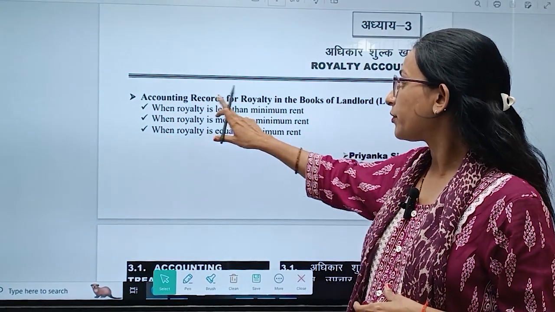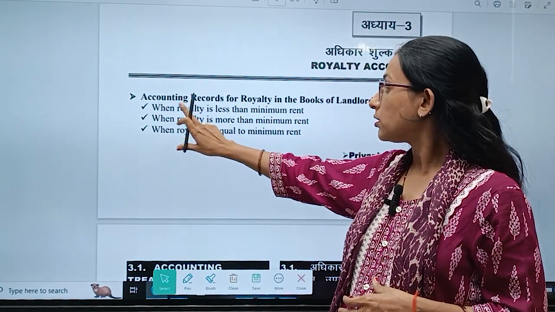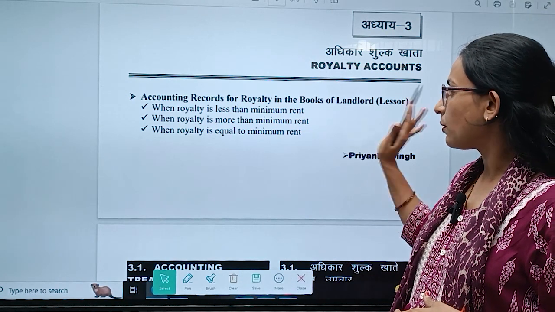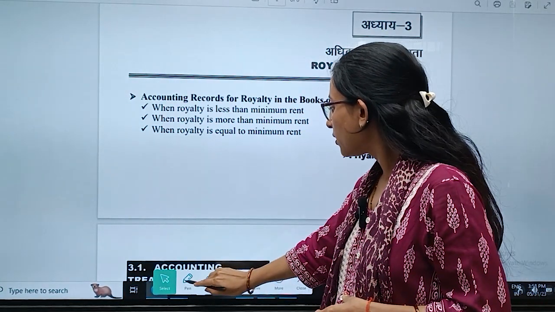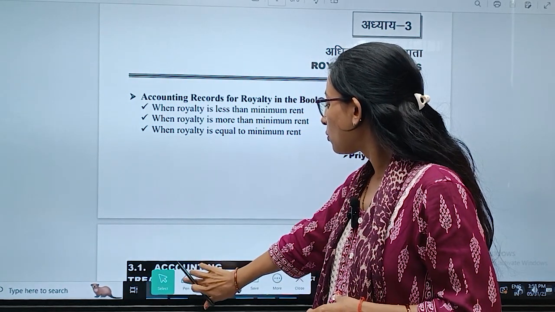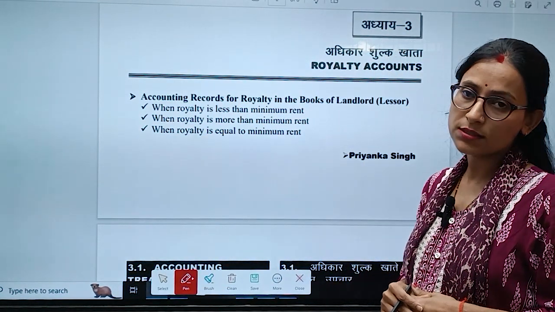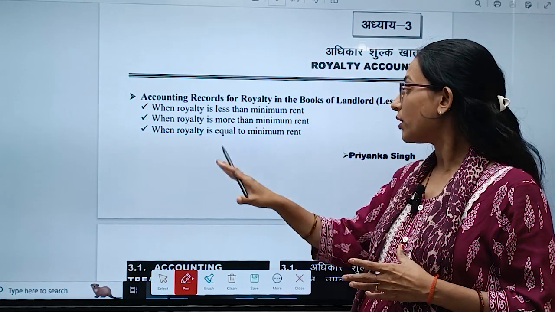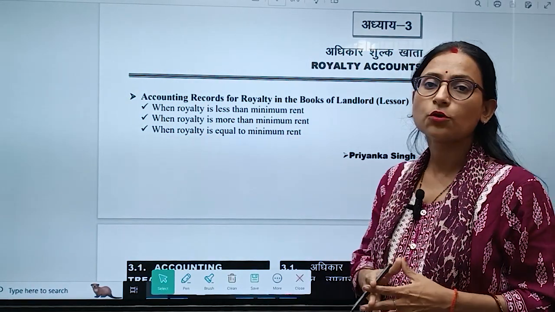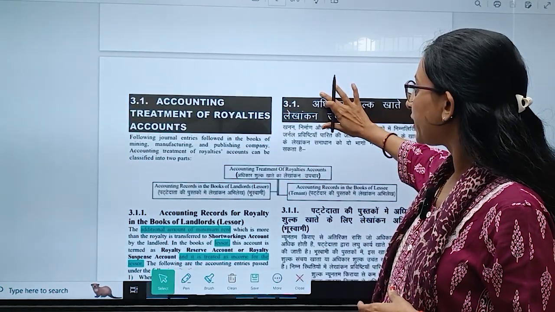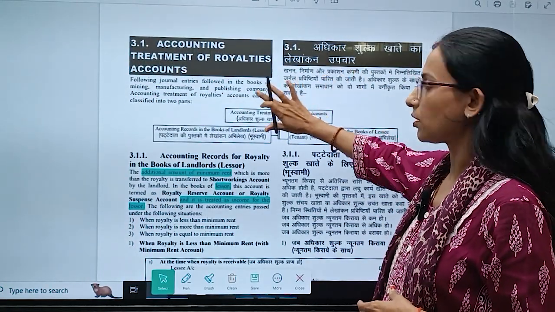In this accounting record, we will cover three situations. First one is when royalty is less than minimum rent. Second one is when royalty is more than minimum rent. And the third situation is when the royalty is equal to minimum rent. Without wasting much of your time, we will start from the accounting treatment in the book of royalty account.